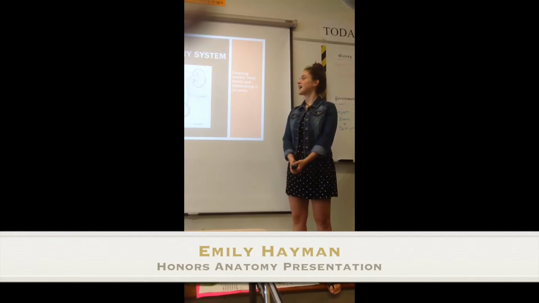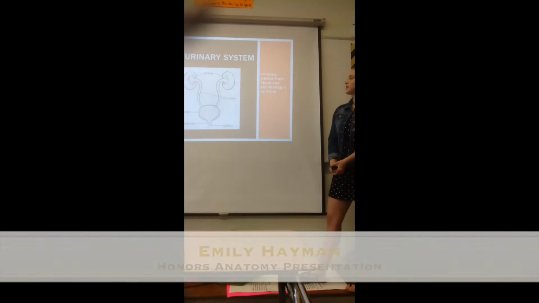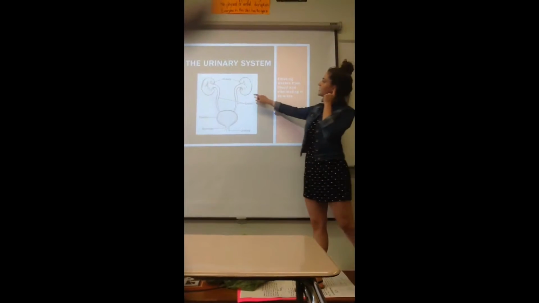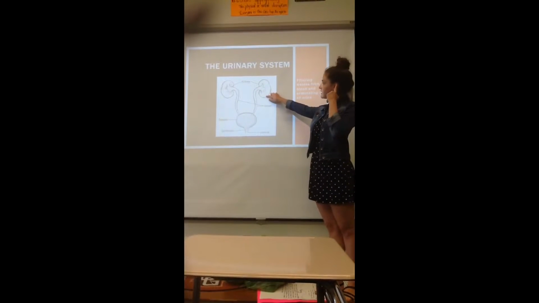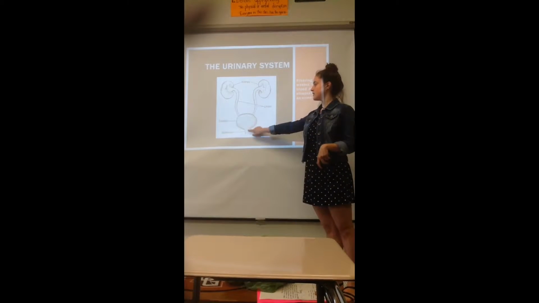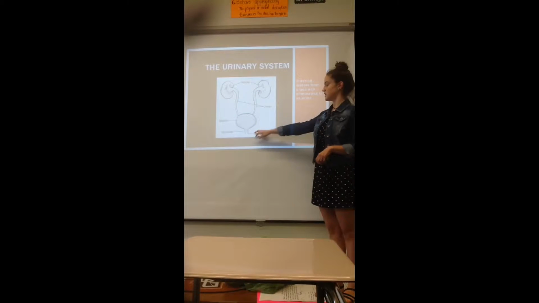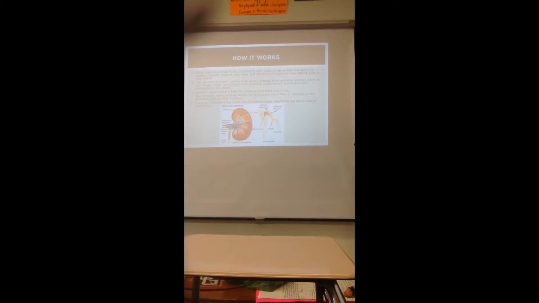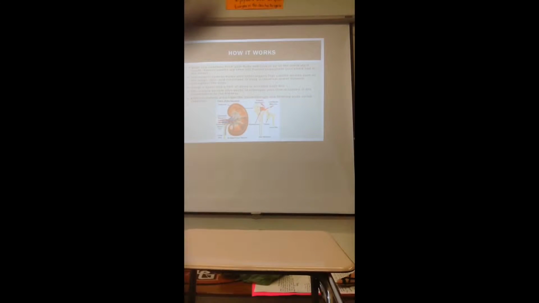Did my presentation on the urinary system. The urinary system filters waste from blood and eliminates it as urine. And so here's a little diagram of the kidneys where the urine is made, and then it comes down through the ureters into the bladder, and then the sphincter muscles are going to contract, and then it leaves through the urethra.